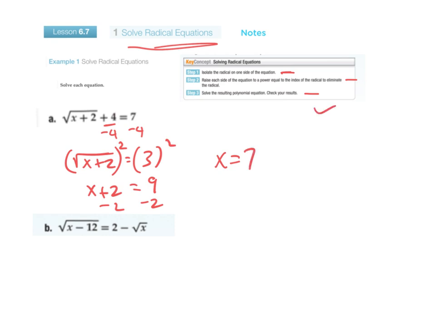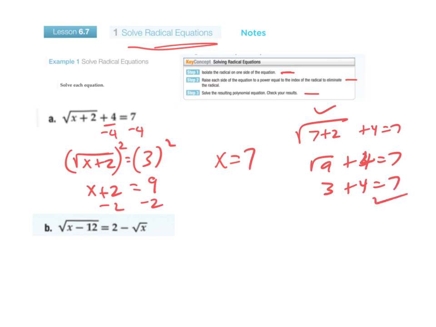And then you do a quick check by putting the 7 into the equation. Make sure you don't have any negatives. So the square root of 7 plus 2, plus 4, equals 7. 7 plus 2 is the square root of 9, and the square root of 9 is 3. And 3 plus 4 does equal 7. So it does check out.